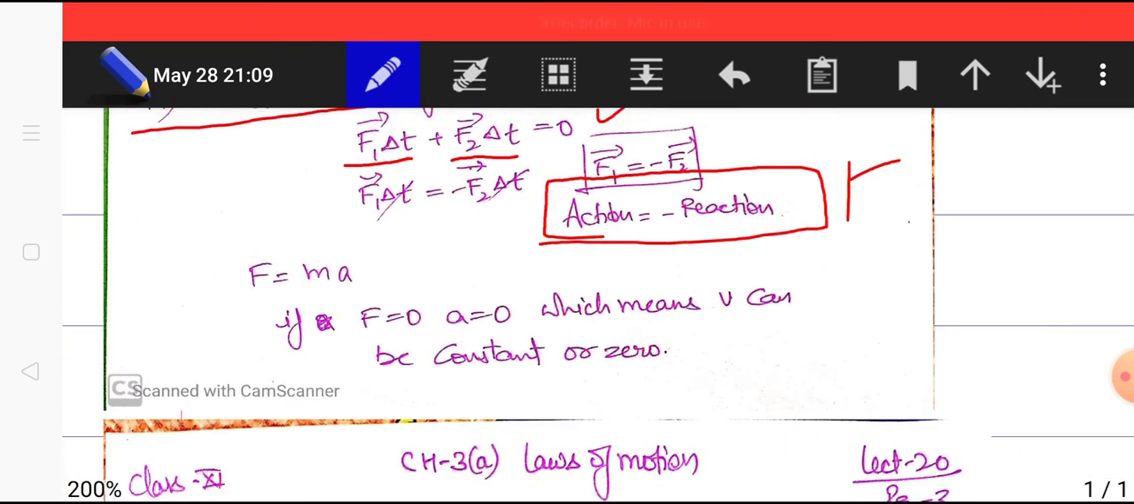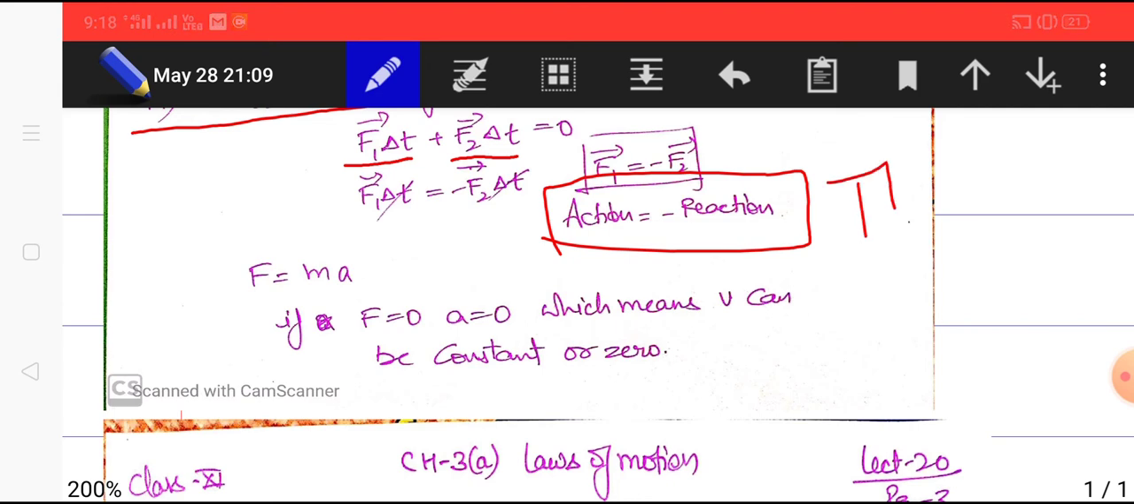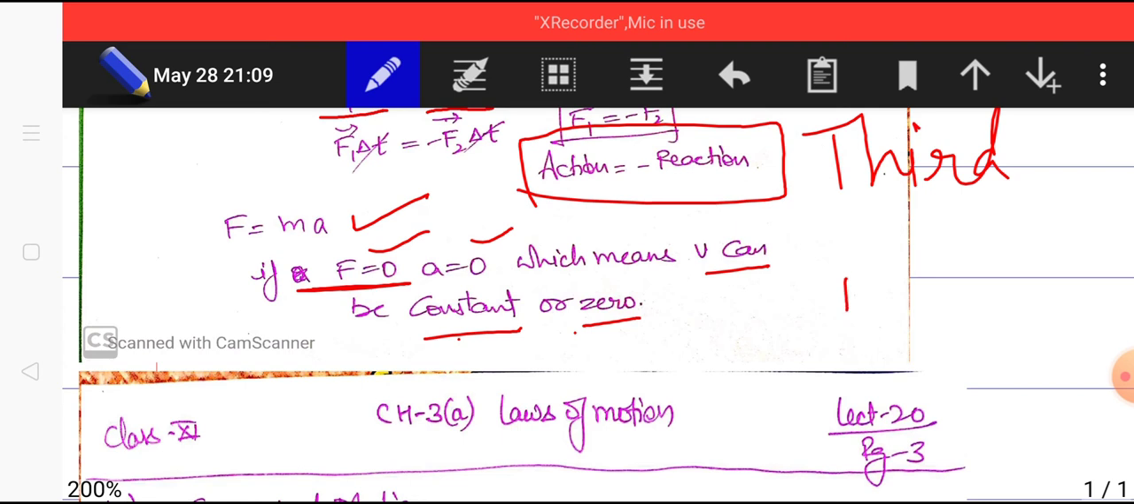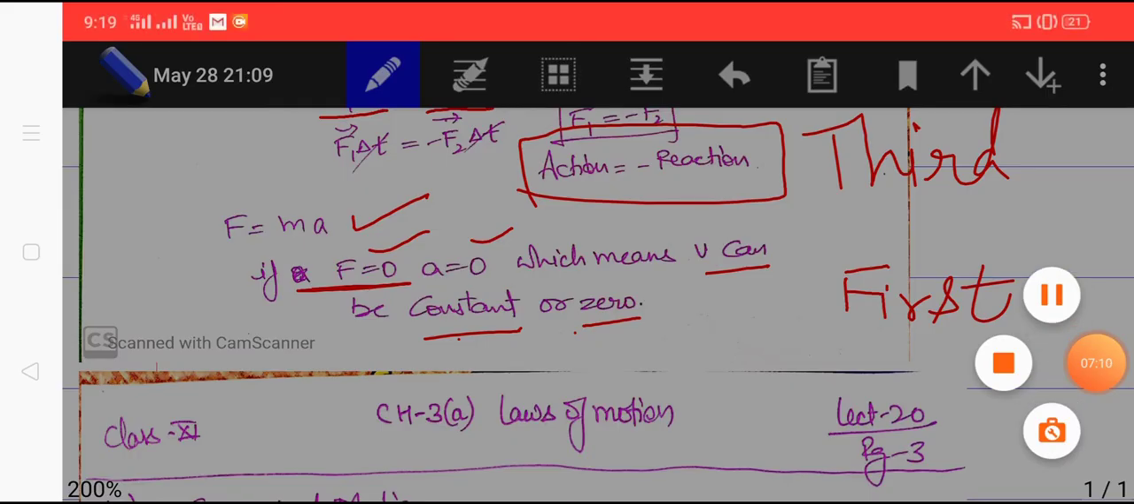So this is how the third law is contained in the second law of motion. Similarly, we know that F is equal to ma, and if F is equal to 0, a is equal to 0, which means v can be constant or 0. This indicates that no velocity, state of motion or rest can be changed without the application of any external force, which is nothing but Newton's first law of motion. Hence the first and third laws are both contained in Newton's second law of motion.